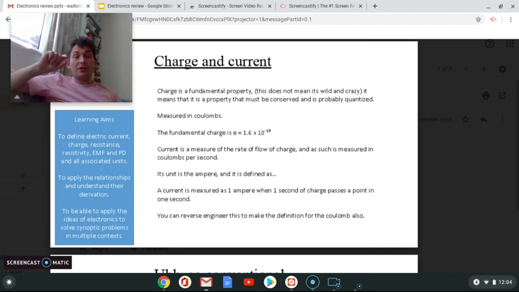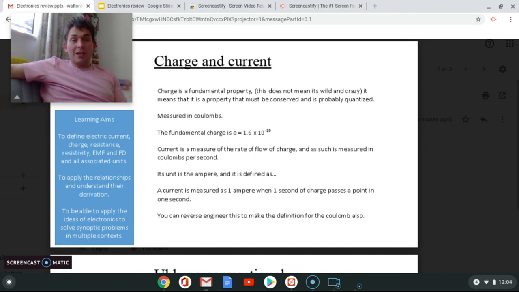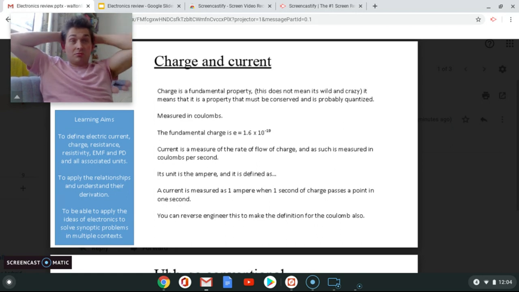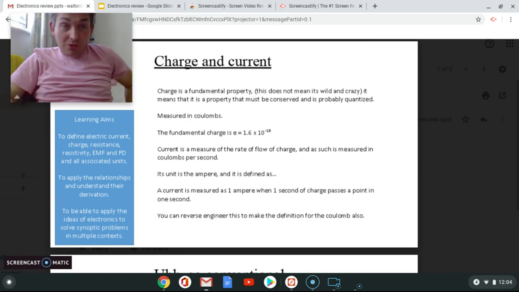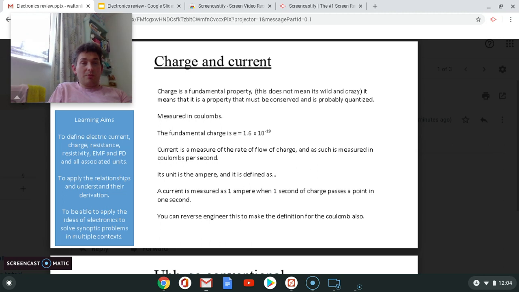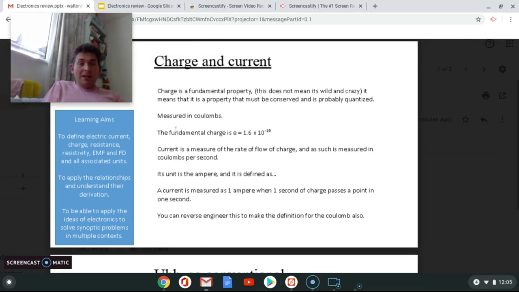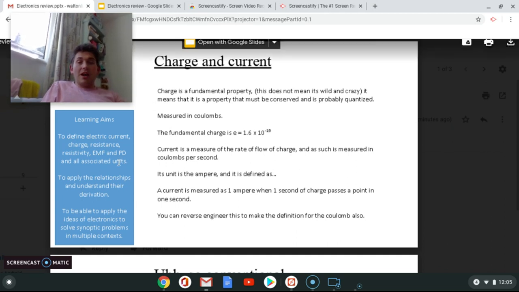So, charge, it's a fundamental property, you know that. So that means not only can you not destroy it, it has to be conserved. It's quantized as well, which means it's going to be a quantum property just as much as any other kind of property. Basically, it comes in a small packet, the fundamental charge, 1.6 times 10 to the minus 19.